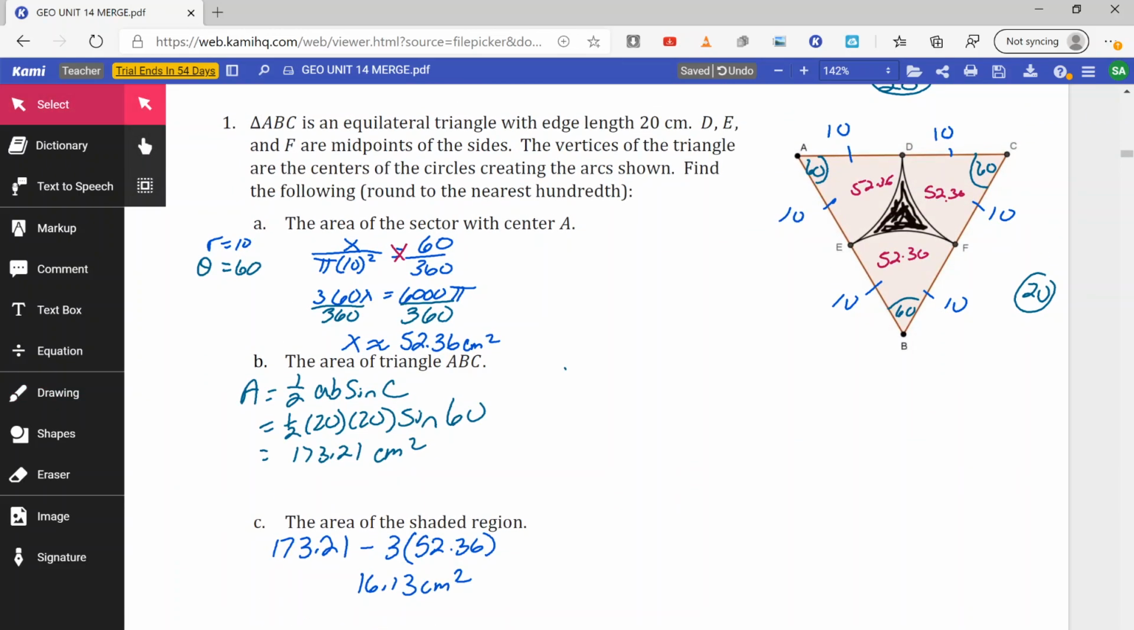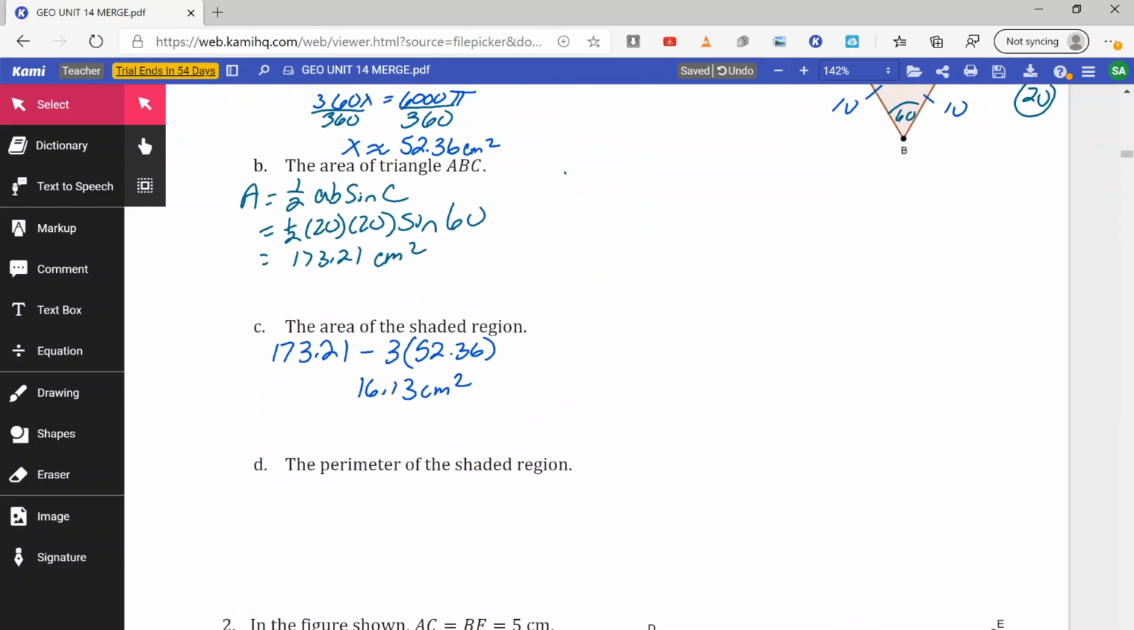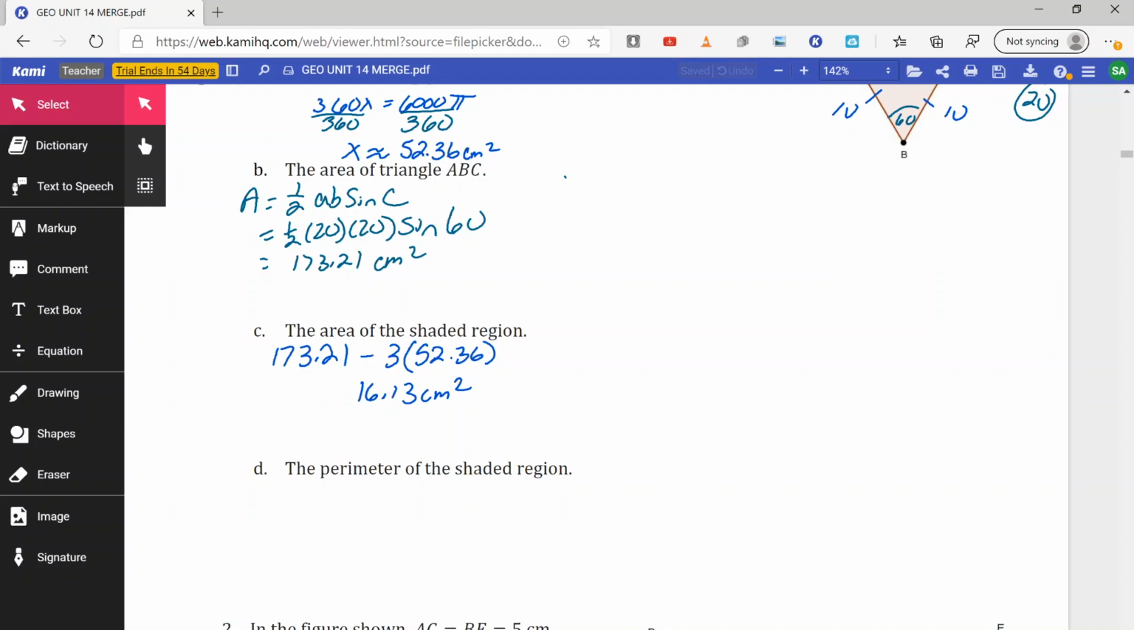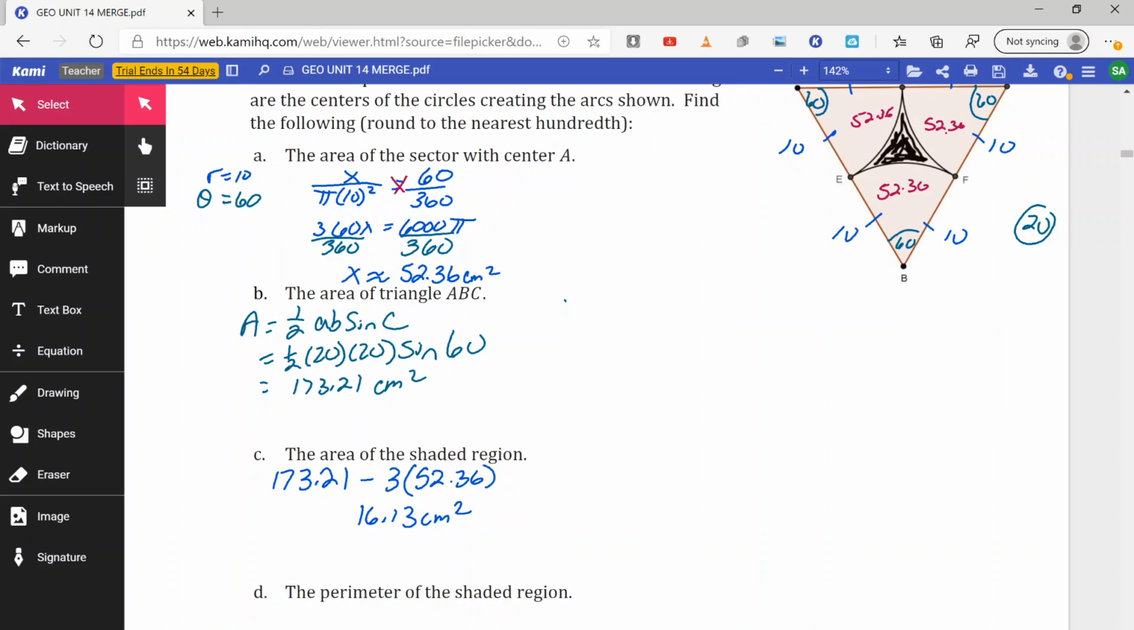So again, equilateral triangle, meaning the circles are also going to be the same size due to the same numbers. So the area of each sector ends up being 52.36, and we subtract it from 173.21, leaving me with 16.13 centimeters squared. Now we want to find the perimeter of the shaded region. Now perimeter is the length of everything. So I could say the perimeter of our equilateral triangle would be 60 because it's 20 plus 20 plus 20.